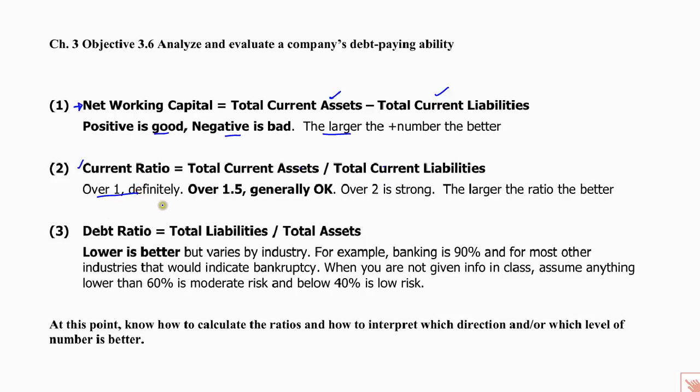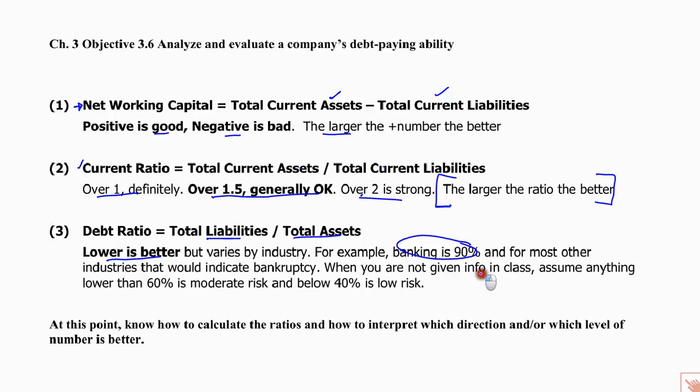You definitely want to have a ratio of 1 or more, and anything below that is very weak. But the rule of thumb is over 1.5 you're okay, and over 2 is very strong. With this ratio, larger is better. The debt ratio, total liabilities over total assets, is just a rough measure of your total debt. Lower is better, so less debt is less risky, but it definitely varies by industry because, like in banking, they have leverage ratios or debt ratios of 90%. Most every other industry would go bankrupt if they were that high.